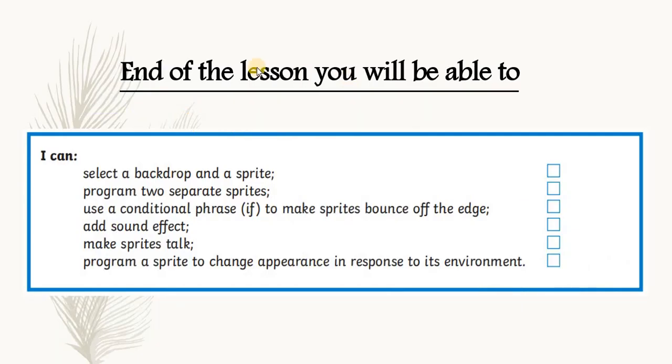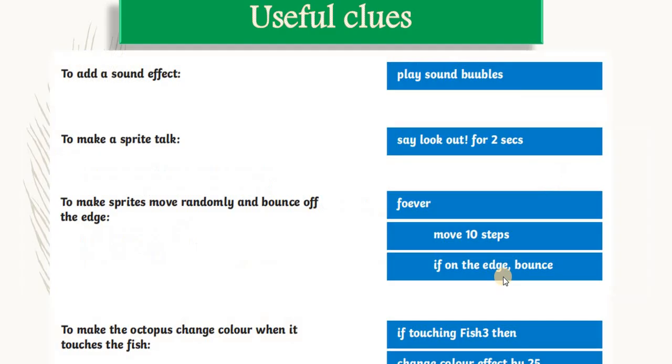So when you complete this program, you will be able to select a backdrop and a sprite, program 2 sprites separately, use a conditional if phrase to make the sprite bounce off the edge, to add sound effects, and to make sprites talk, and to program a sprite to change its appearance in response to the environment.